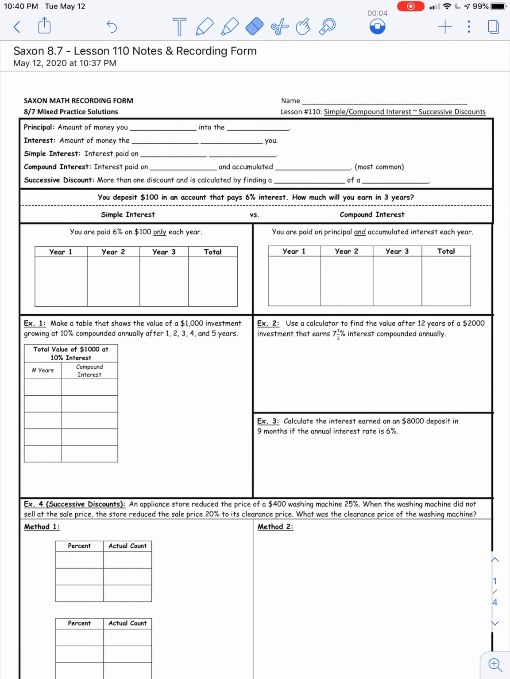Good morning, everyone. Today we're going to be looking at lesson 110, which is going to be our very last lesson for this school year. I am very excited about that. I'm sure that you are too.